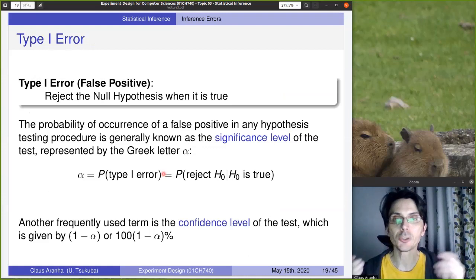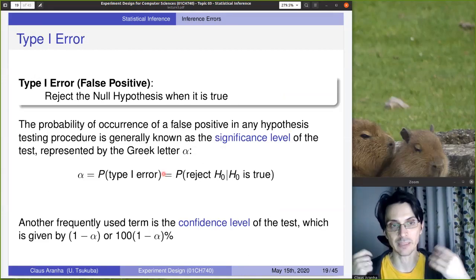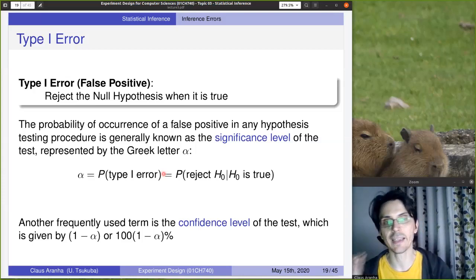The probability of a false positive we usually call the significance level of the test. So when we say we did a test with 95% significance, this means that this test has a 5% chance of having a type 1 error, a false positive. Usually we call the false positive rate alpha. So alpha is the probability of a type 1 error, the probability of a false positive, which is the probability of rejecting the null hypothesis when the null hypothesis is true.